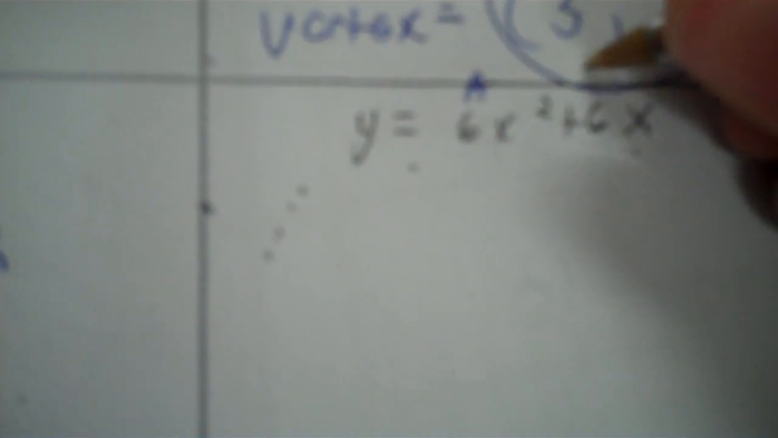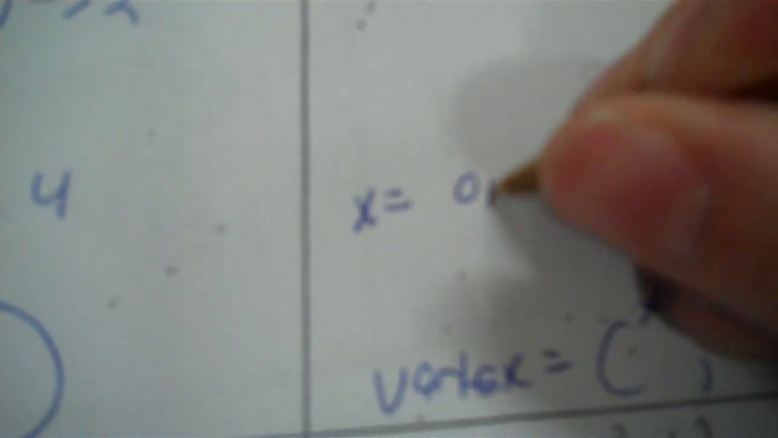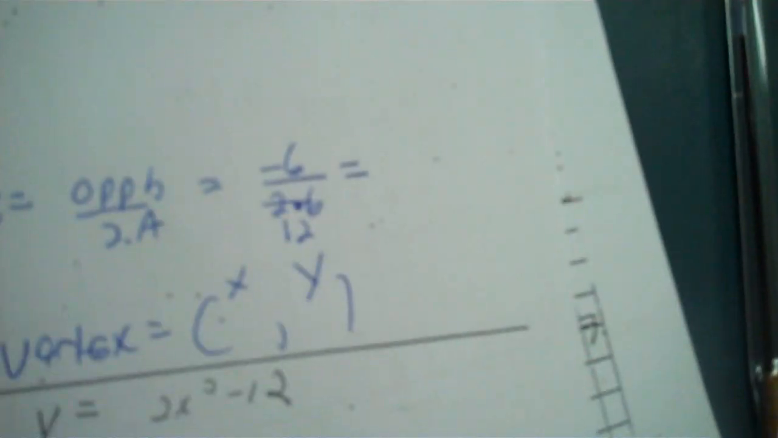So a, b, okay? So x is equal to the opposite of b divided by 2 times a. The opposite of positive 6 is negative 6, and then 2 times a is going to be 2 times 6. 2 times 6 is 12. Now I'm going to divide negative 6 by 12. It is not negative 2, it's a decimal, negative 0.5.